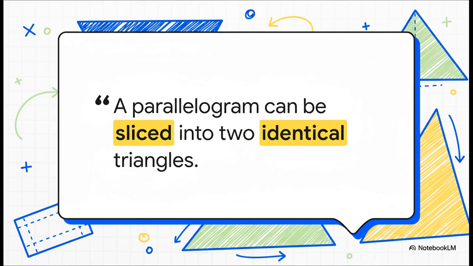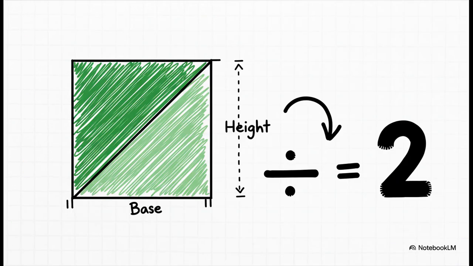You can take any parallelogram and slice it diagonally right in half, and you'll always get two identical triangles. They're perfect mirror images. And that discovery leads us right to the formula for a triangle. I mean, since we already know the area of the whole parallelogram is just its base times its height, it makes perfect sense that the area of one of those triangles has to be exactly half of that.